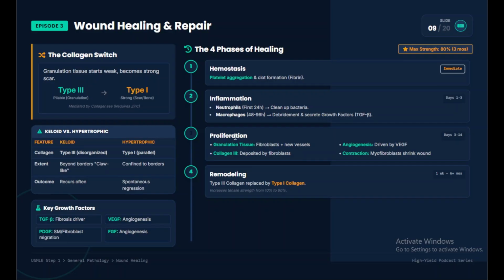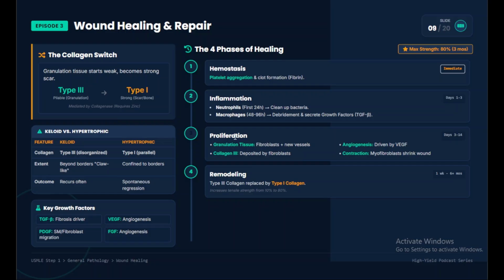Now, the third phase is proliferation, in which the granulation tissue forms, fibroblasts plus new blood vessels form, and there is angiogenesis, which is driven by the growth factors, especially VEGF, and there is collagen 3 deposition by the fibroblasts, early scaffolding. There is wound contraction by myofibroblasts, they pull the edges together, and imagine scaffolds being built, roads laid, and walls starting to form.